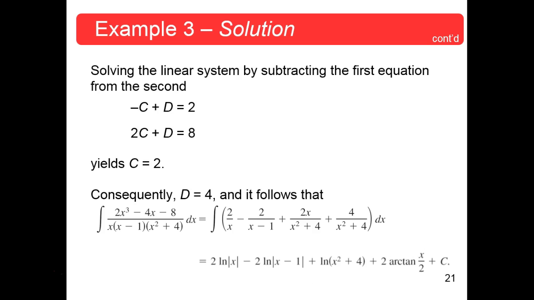Okay, so this gives you 2 times the log of absolute value x minus 2 times the log of absolute value x minus 1, plus log of, and see, they split up that last one. They sort of cheated on it, but that's what they did. They split up the c and d. And this gave us log of x squared plus 4, and the last one gave us 2 times the arctangent of x over 2, which is what I got, but they didn't show their work at all, plus C. And that's the answer they left.